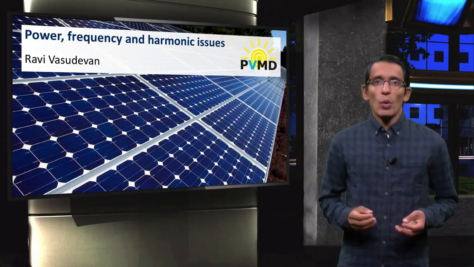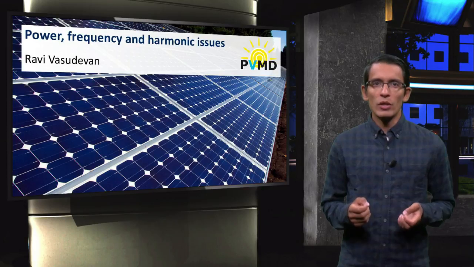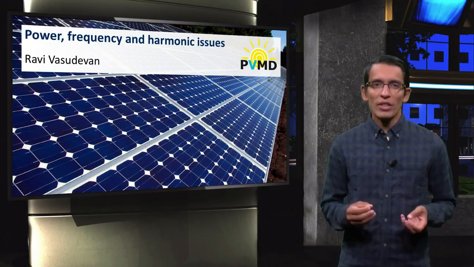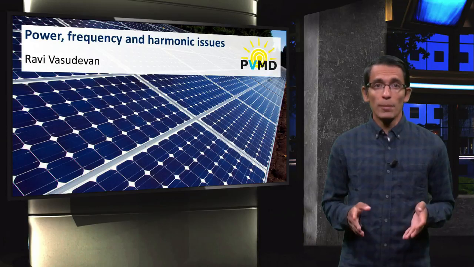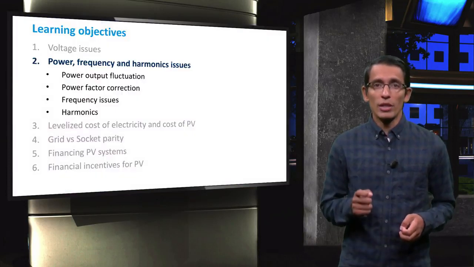In this section, we discuss the issues that arise when photovoltaic systems are integrated into the electricity grid in large quantity. We have discussed how the grid voltage can be affected by distributed generation, like PV. But there are other issues as well. In this video, we will focus on the power and frequency issues.